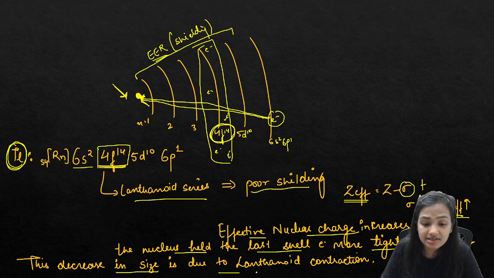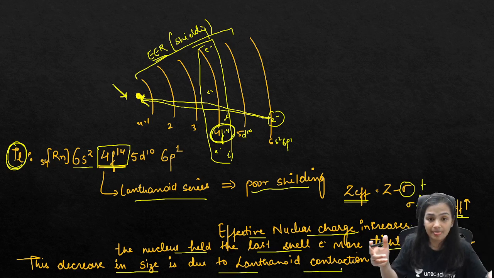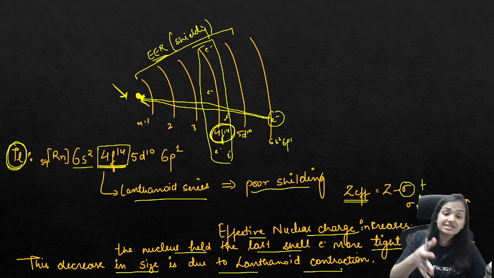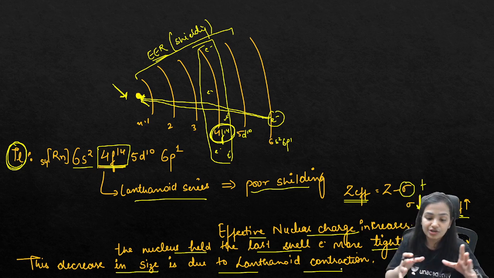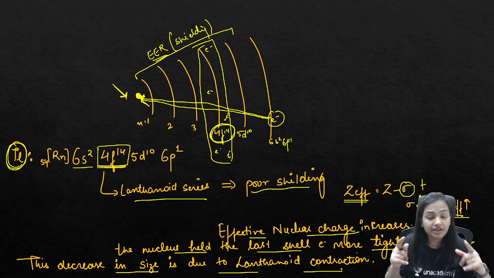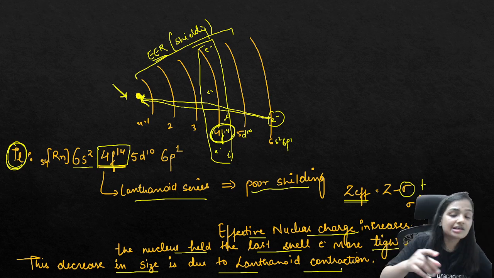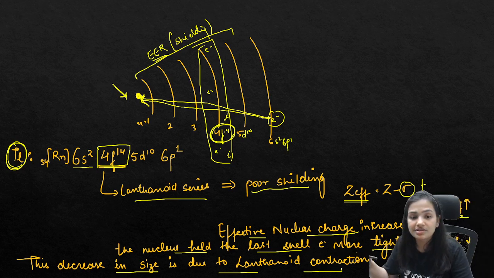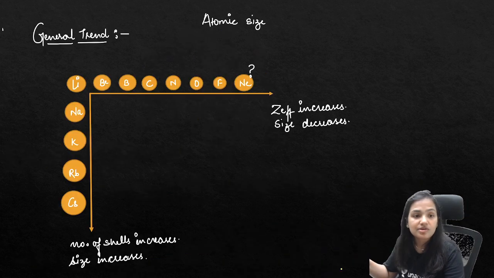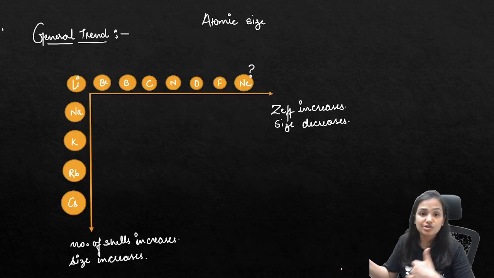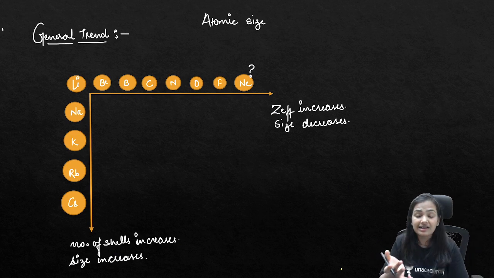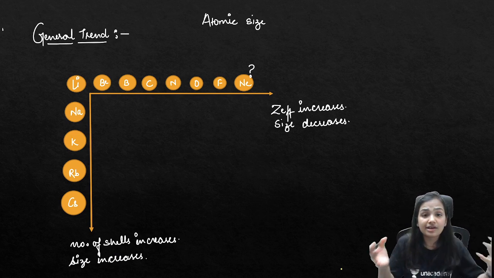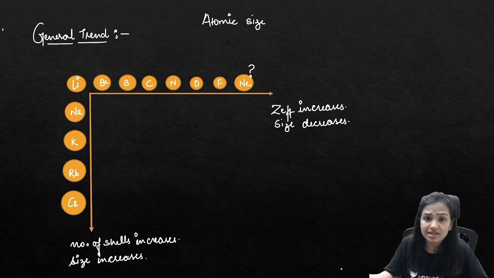This decrease in size is due to the lanthanoid contraction. Okay, so this is the application of lanthanoid contraction. But if you look into the lanthanoid series, there is no change in Z effective. Okay, so this is what I want to tell you guys. This is all about the shielding effect, the Z effective, and the lanthanoid contraction. So here we do have so many applications of all these three terms while determining the atomic size.